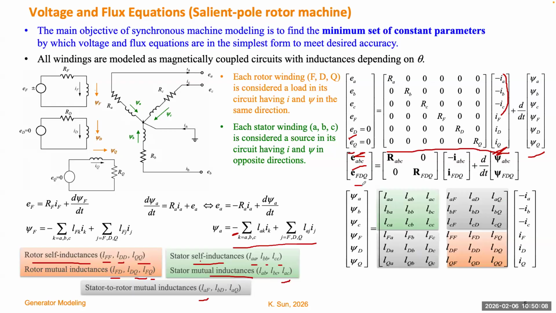So next, we simply put all the flux linkage equations here. The left-hand side is a vector of all the flux linkages, ABC, FDQ. The right-hand side is the current vector. So we still have a negative sign for stator and a positive sign for rotor. And then this matrix will be our goal to estimate, because this includes all the parameters we need to determine, with 6 by 6 elements. Each one will represent either self-inductance, which is on the diagonal, or mutual inductance on the off-diagonal.